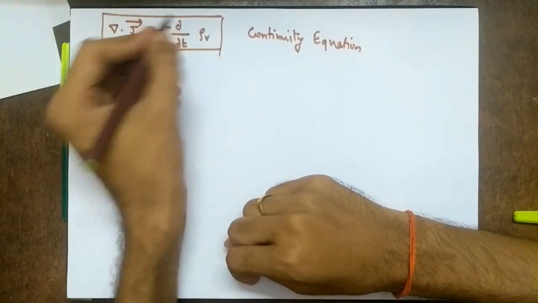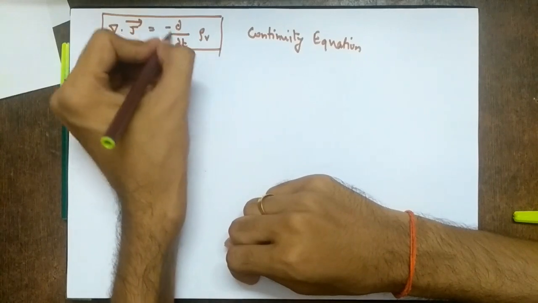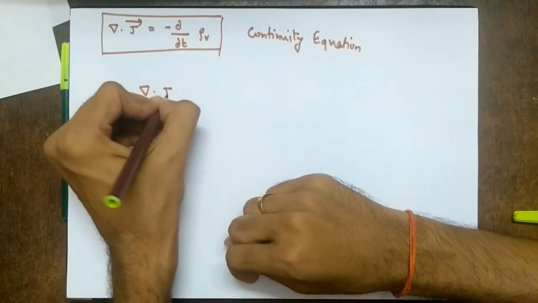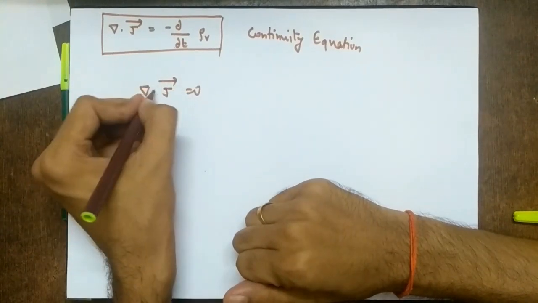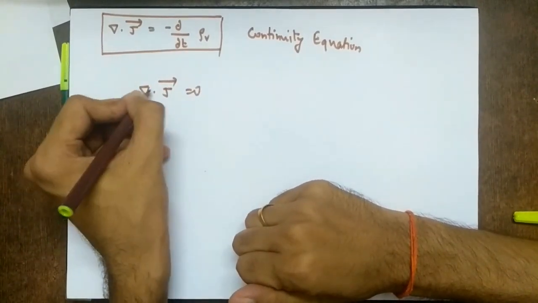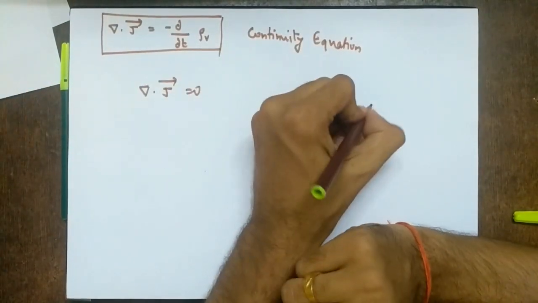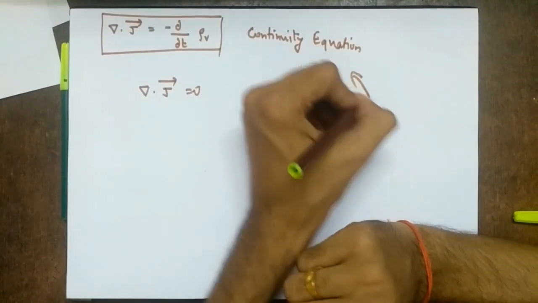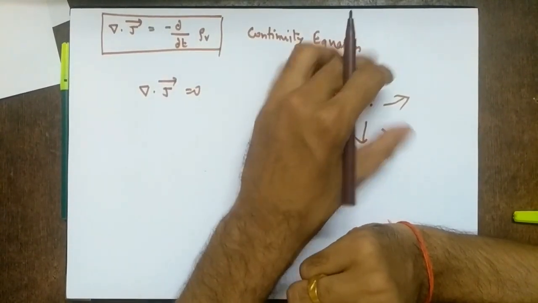So why is it called the continuity equation? Let's say it is a static field. Static means what? It is not dependent on time, so this will be 0. So what will we get? Del dot j vector equal to 0, right? So what does it indicate? The divergence of j vector is 0. Now what is divergence? Divergence indicates something coming out from a point. So this is the divergence, and it is positive because everything is coming out.